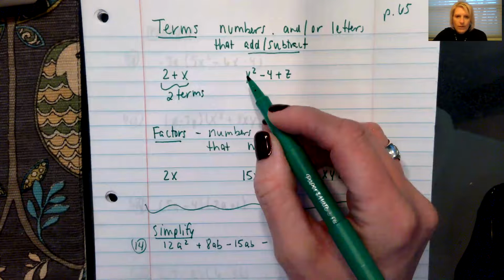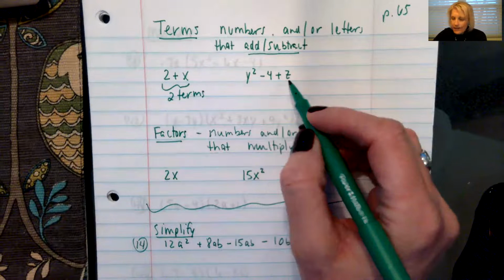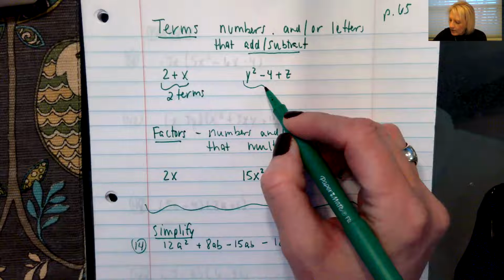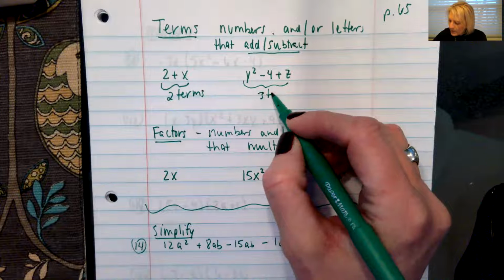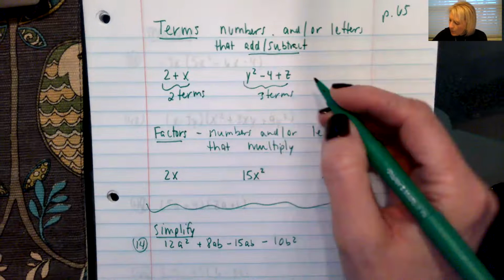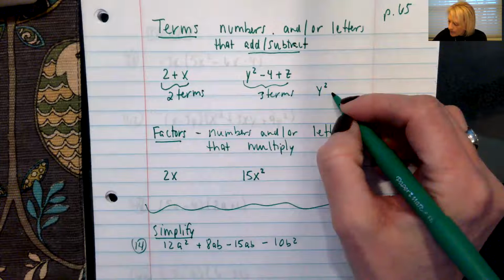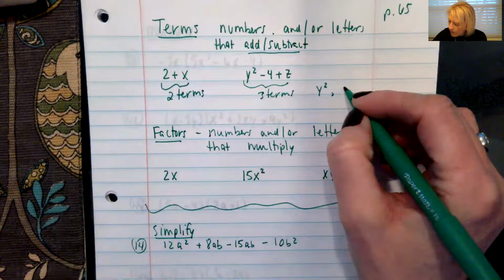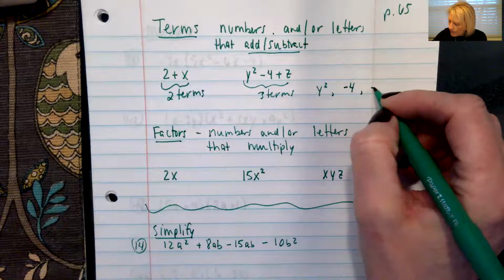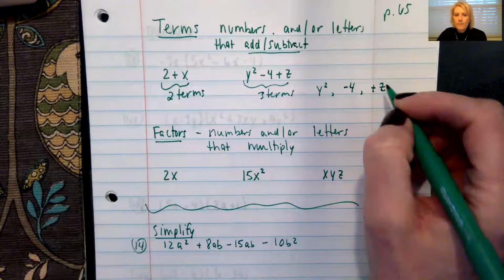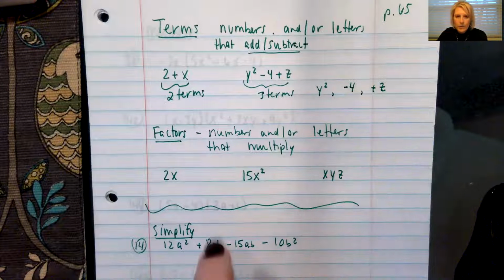We have y squared minus 4 plus z. There are 3 terms here. Y squared is a term, negative 4 is a term, and plus z is a term. Okay, they're being added or subtracted.